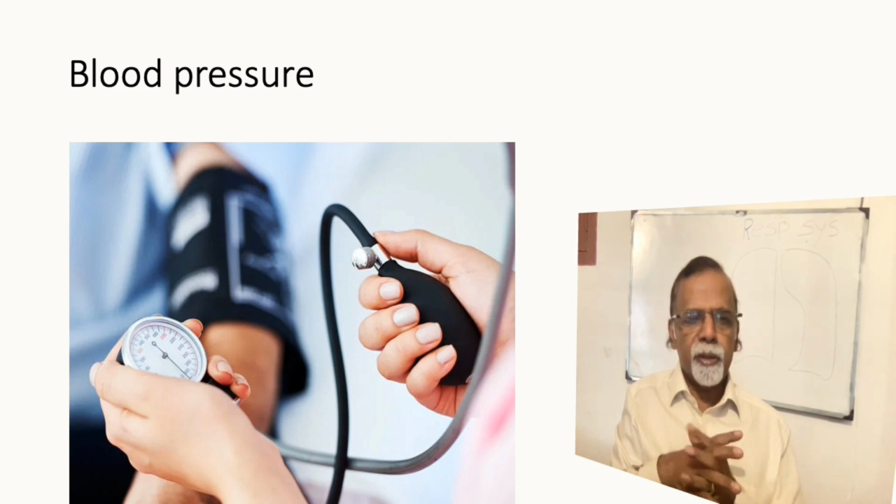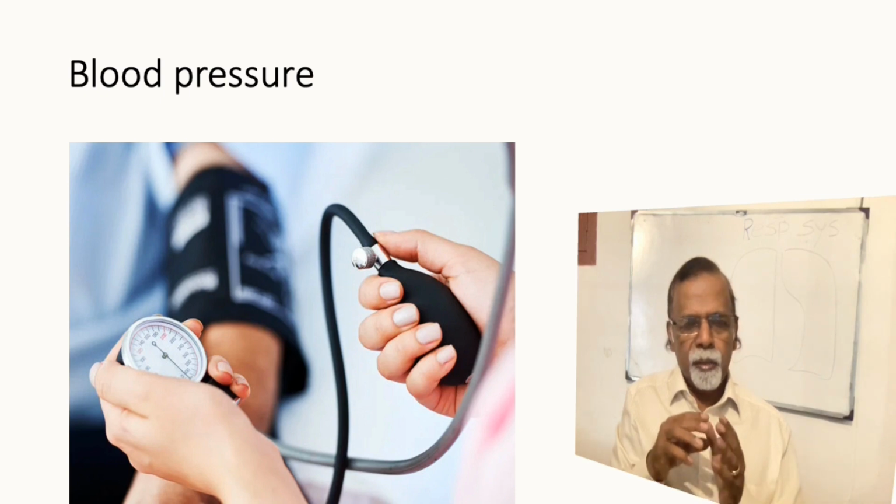Now check the blood pressure, because the vital signs are pulse, respiratory rate, BP, temperature, and the fifth one being SpO2. Record the blood pressure. By using the BP apparatus, we can look for pulsus paradoxus.